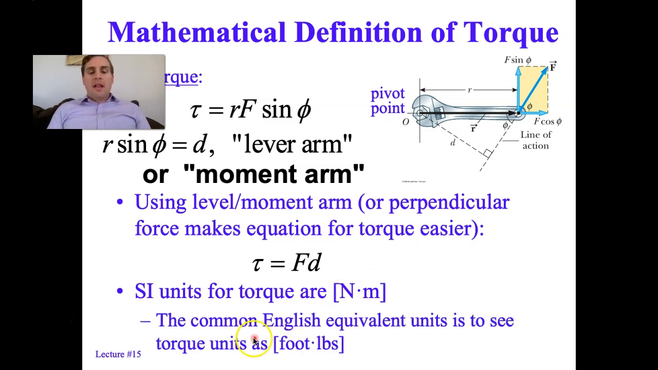Now, by the way, the common English equivalent units that one will also often see is foot pounds. Now, what that means is in the English equivalent units, foot is the radius and then pounds is the force. Okay? So, by the way, suppose you're trying to tighten a bolt down properly on an engine. I mean, there are manuals that say how many foot-pounds or how many newton meters you need to apply, that is the torque, to tighten this bolt properly. Okay, so this is the kind of thing that you would look up if you wanted to get a very exact torque applied to an object.